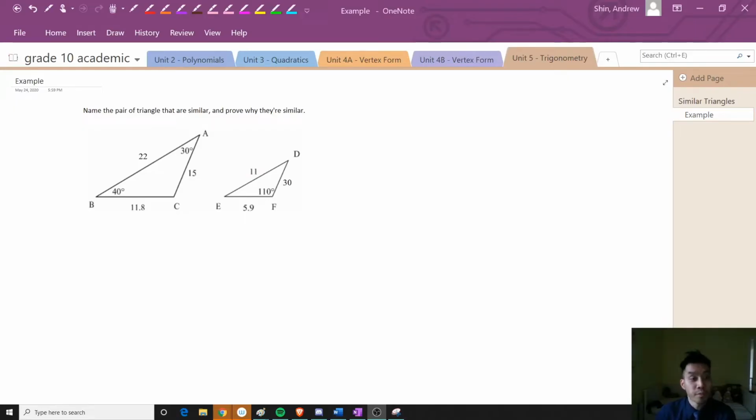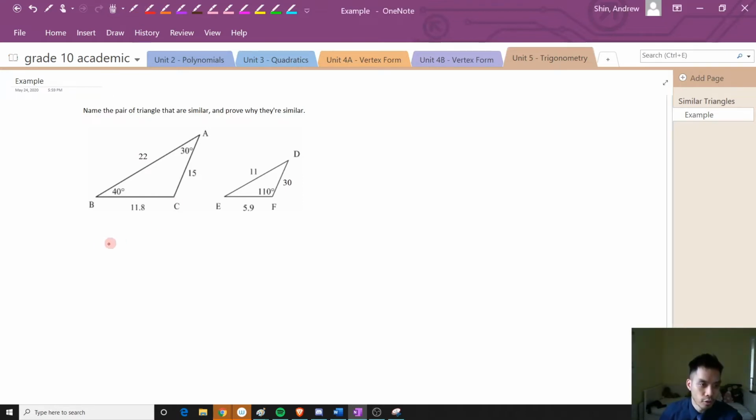Here's an example. Name the pair of triangles that are similar and prove why they're similar. So in order to name, we have to be careful about naming them in order. We can see that A corresponds to D, B corresponds to E, and C corresponds to F. And we can do it in any order that we want as long as the letters line up. So I'm going to do this in a little bit of a different order.